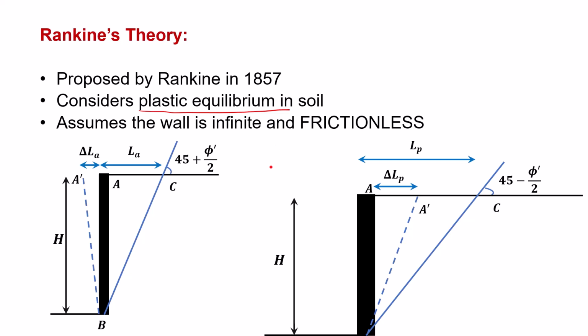Under Rankine's assumption, the angles of the failure surfaces are as follows. For the active case, the failure surface makes an angle of 45 plus phi prime divided by 2 with the horizontal. For the passive case, the angle is 45 minus phi prime divided by 2 because a larger soil wedge is mobilized during passive resistance.